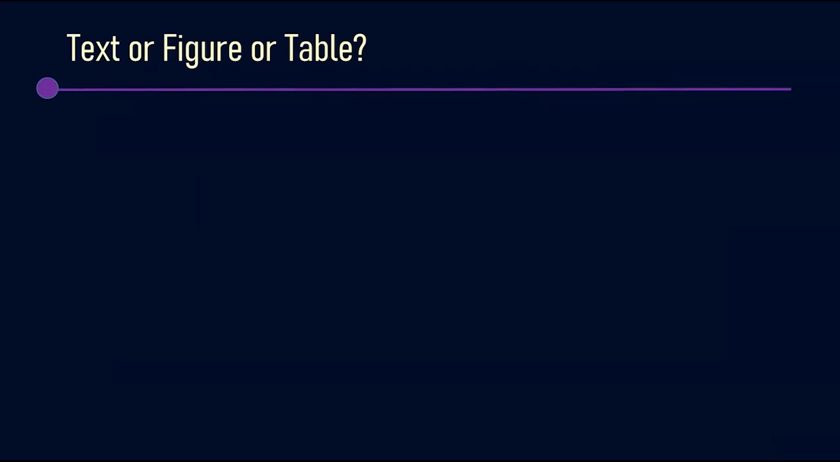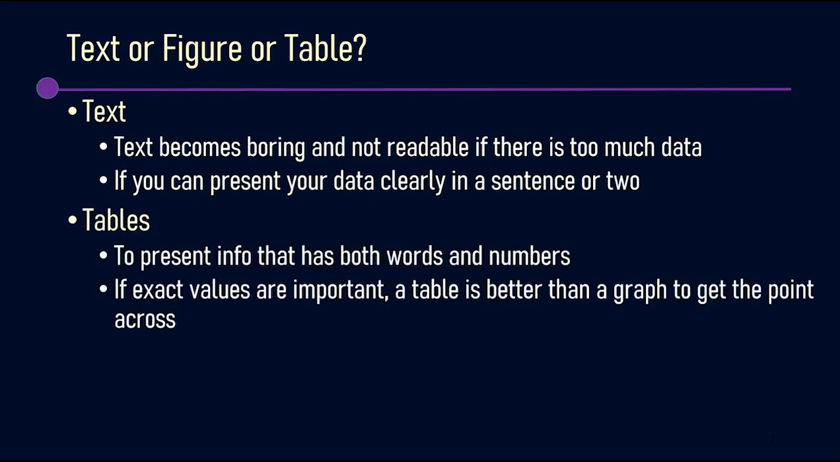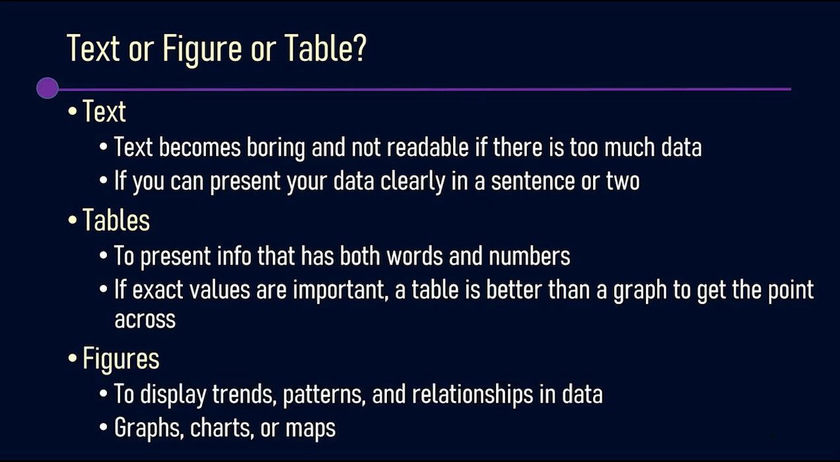Let's discuss whether text is appropriate or figures or tables are appropriate. Text becomes boring and not readable if there is too much data. This is almost an obvious fact. But if you can present your data clearly in a sentence or two, text is recommended. How about the table? A table is typically used to present information that has both words and numbers. And if exact values are important, a table is better than a graph to get the point across. Figures are used to display trends, patterns, and relationships in data. And graphs, charts, and maps are the common types of figures you use to depict your data.